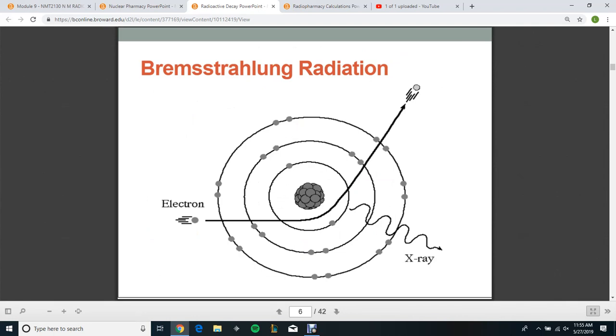Here's an image of Bremsstrahlung radiation. How this occurs is the electron comes really close to the nucleus and then gets shot out the other side, but because it comes so close to the nucleus, it causes radiation.